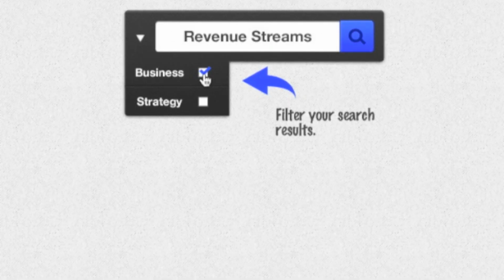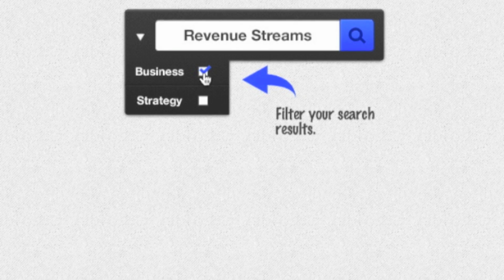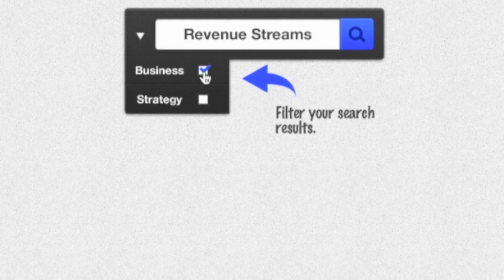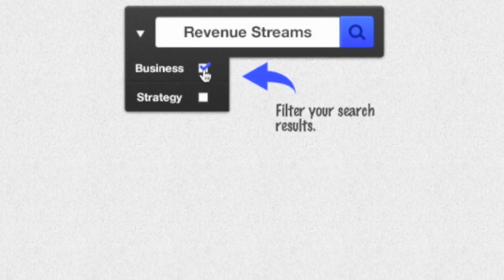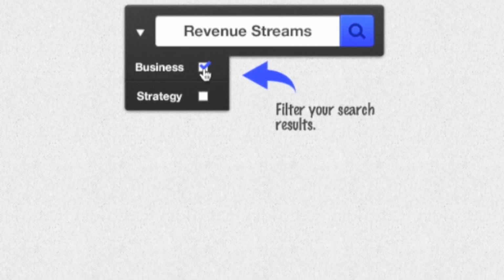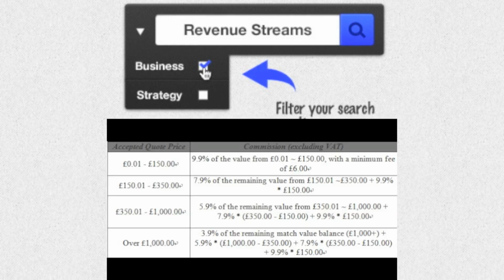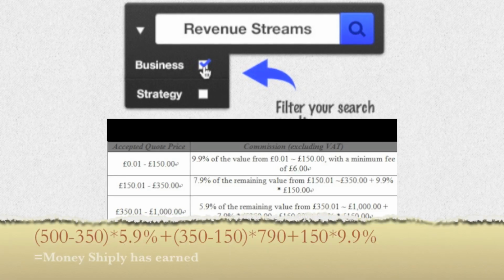Well, in terms of the revenue streams, Shipley only gets money by taking a commission out of the transaction fees, which is based on a tiered percentage of accepted code price. We can see the calculation formula. This is my explanation about the business model.